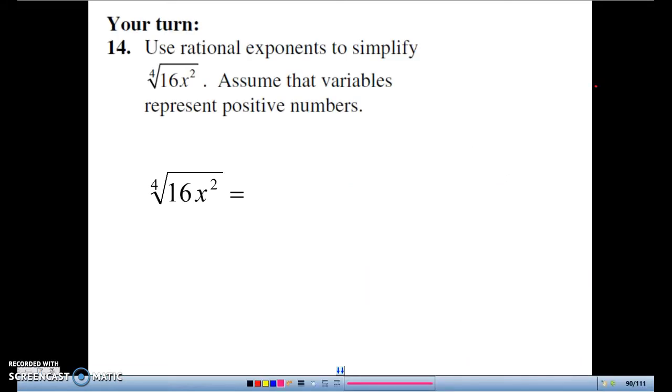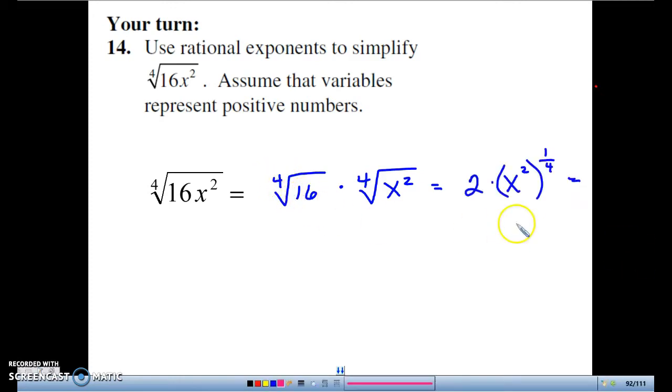All right, use rational exponents to simplify this one. Assume that variables represent positive numbers. Okay, they want us to take this and create a rational exponent. Well, how about if we use that multiplication property first? The 4th root of 16 is 2. And if you're going to use rational exponents, your denominator is 4, your numerator is 2.